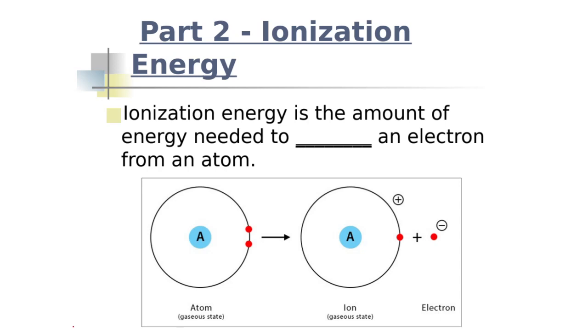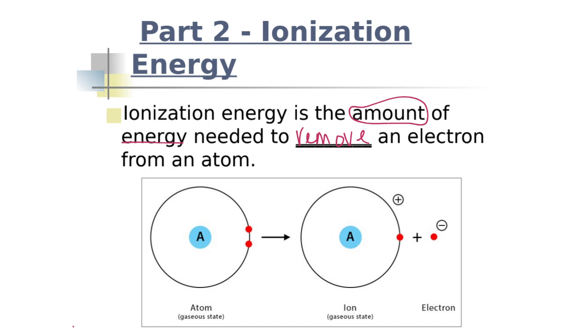In this video, we will finish off the last two trends on the periodic table: ionization energy and electronegativity. The term ionization energy refers to a quantitative amount of energy that is needed to remove an electron from an atom.